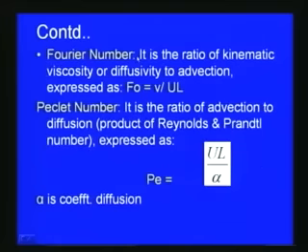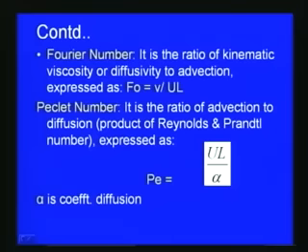And then another important dimensionless number is called the Fourier number. The Fourier number is the ratio of diffusivity to advection. Here the Fourier number is defined as Fo is equal to nu by UL, where nu is the kinematic viscosity, U is the velocity, and L is the characteristic length which we consider.